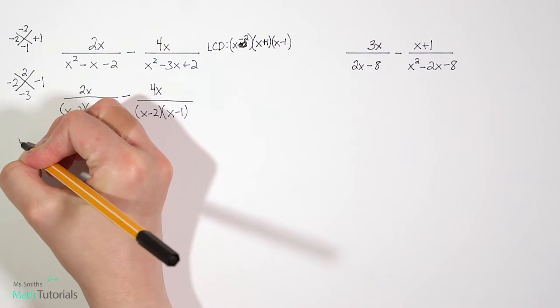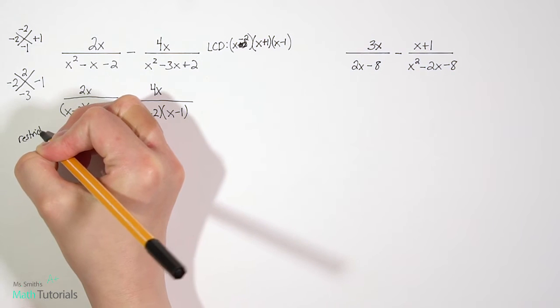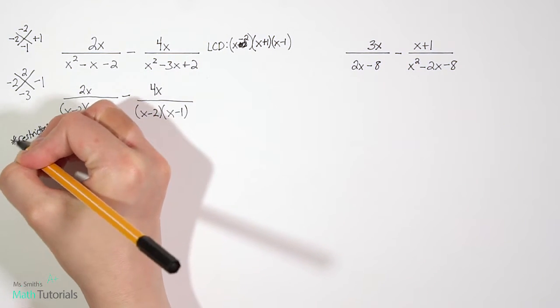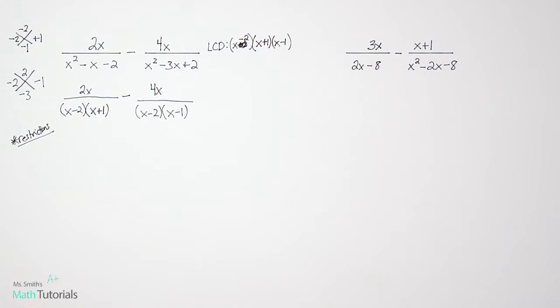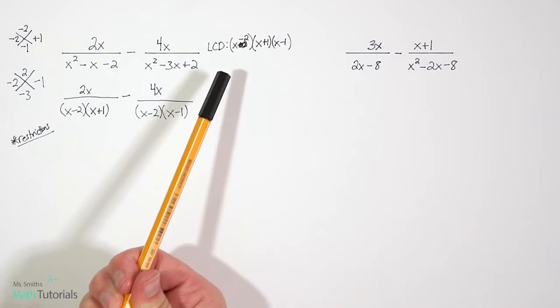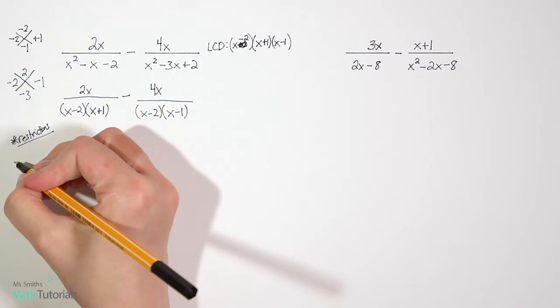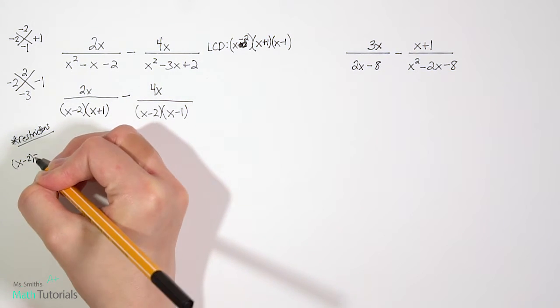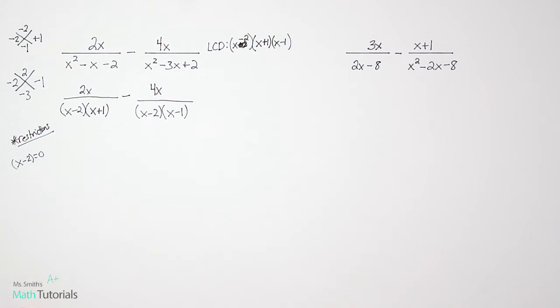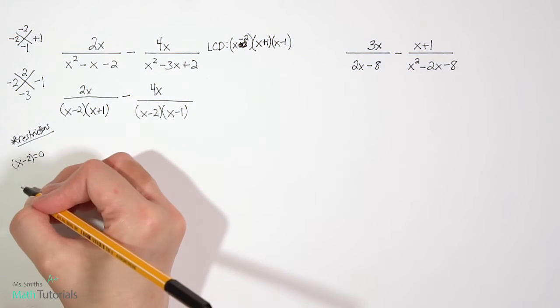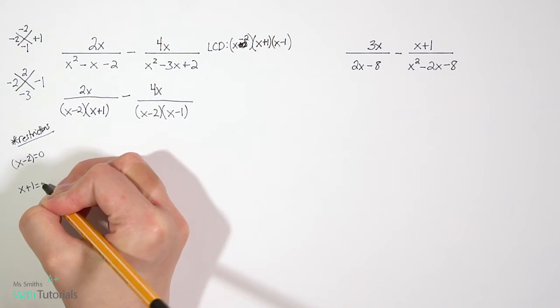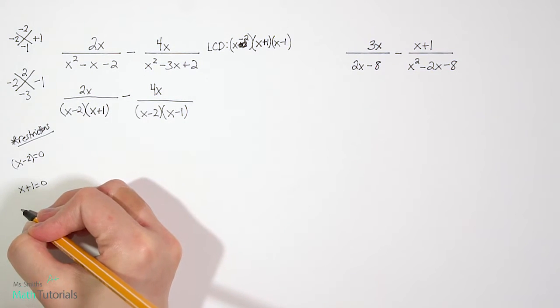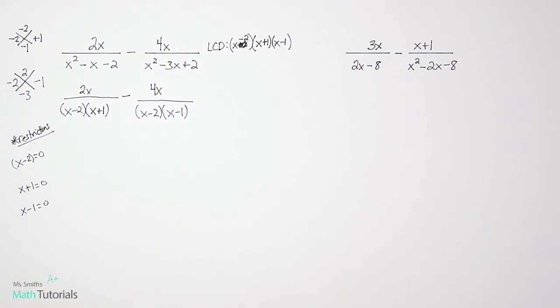Let's find any restrictions and let's note them on the side. So our restrictions. Remember, that's when we take each factor of our LCD. So x minus 2 equals 0. Right, and I put parentheses around that just out of habit. You do not have to by any means. We have an x plus 1 equals 0. And we have an x minus 1 equals 0. So let's solve each of these.